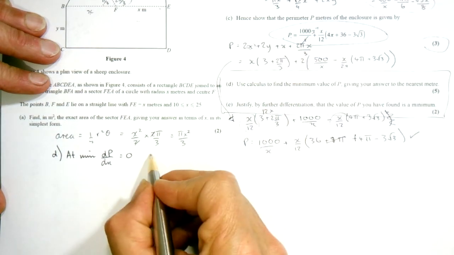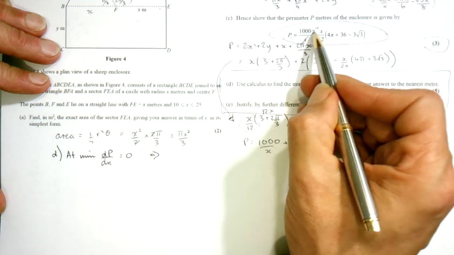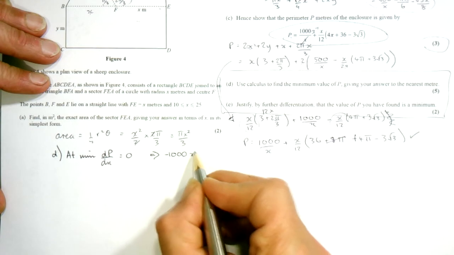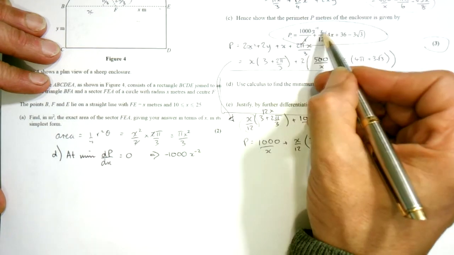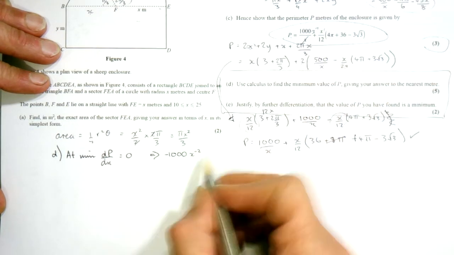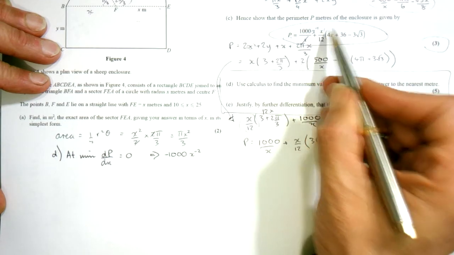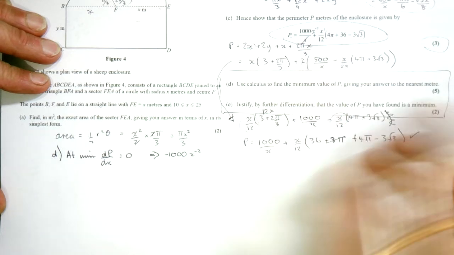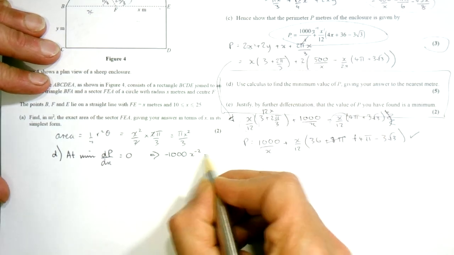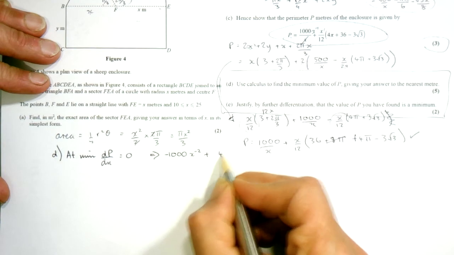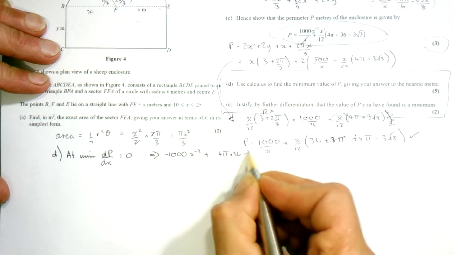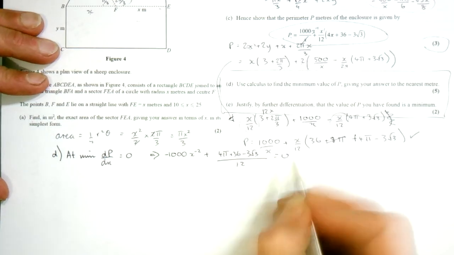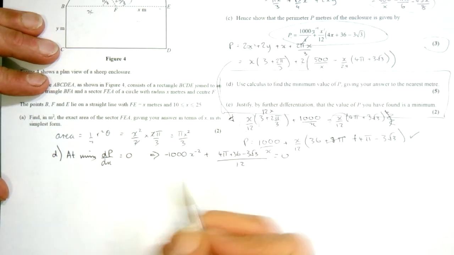So dp by dx is times by minus 1, which is a minus 1000. Take away 1 from the power. Times by the power is 1, and then reduce the power by 1. So we're going to do 1 times this fraction divided by 12, and then x to the power of 0 is this 1. So we've got a plus 4 pi plus 36, take away 3 root 3, divided by 12, and that's equal to 0, because at the minimum dp by dx is 0.